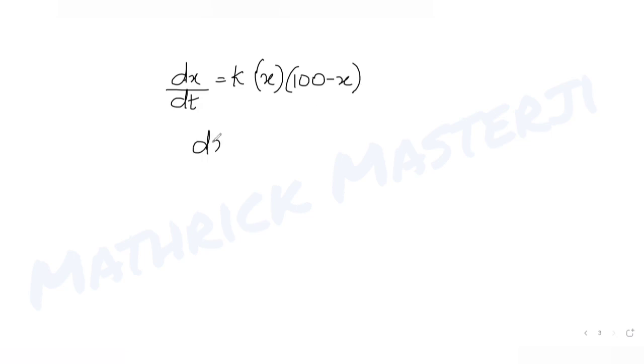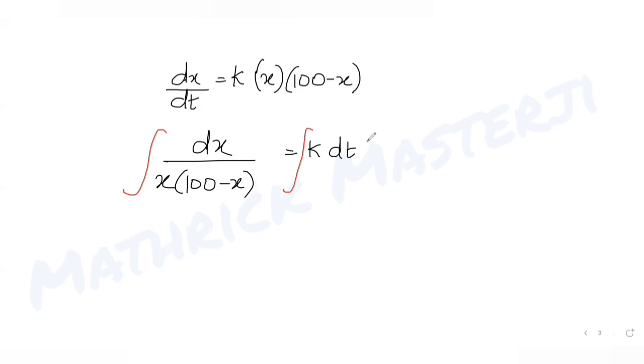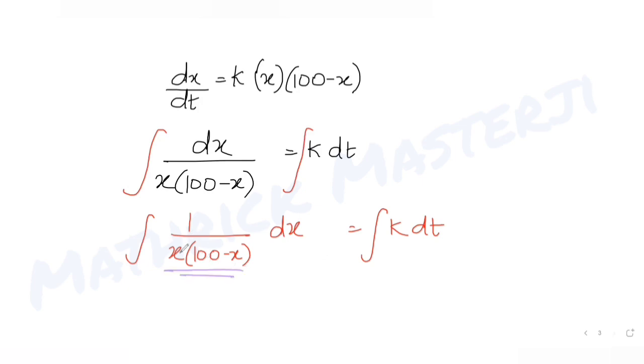From there, I get dx over x into 100 minus x equals k dt. To solve this differential equation, we can integrate both sides. The integral of 1 over x into 100 minus x dx equals the integral of k dt. To solve the left-hand side, I'll arrange the numerator in the form of the denominator. First I'll multiply the numerator and denominator by 100, so I'm multiplying by 100 and dividing by 100.